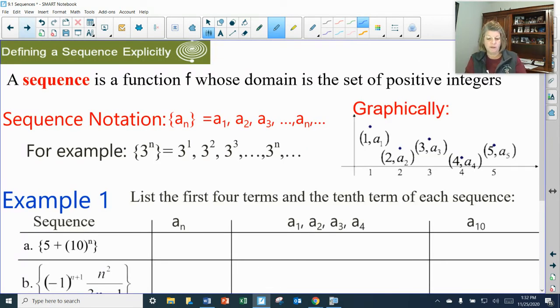A sequence is a function f whose domain is the set of positive integers. So in sequence notation, we can express the explicit rule in the braces. We can do listing out. We can graph out our sequences. So n represents the number of the sequence or the term, and then a sub n would represent that outcome.